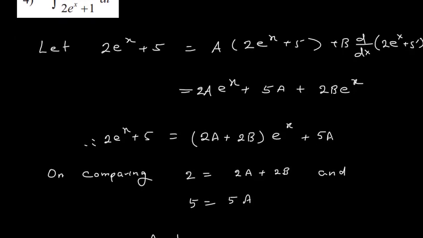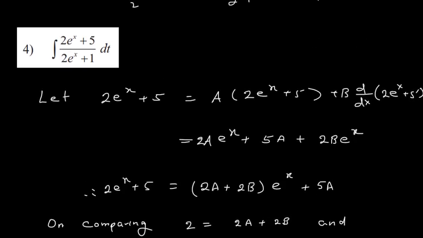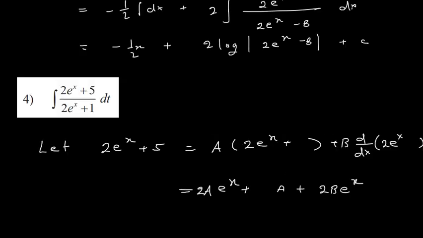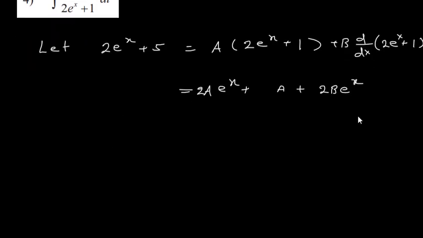Okay. One mistake I have done, right? Every time I am doing something. Here it is not 5. So here the denominator, instead of 5 we have 1 here. So here plus 1. So when we open the bracket here, 2a e power x plus a and plus 2b e power x, and here on left hand side we have 2 e power x plus 5.